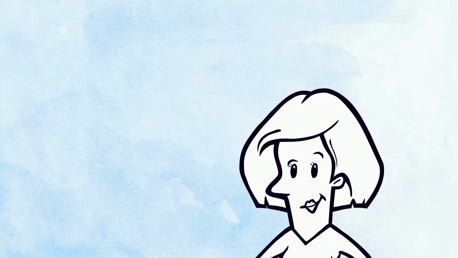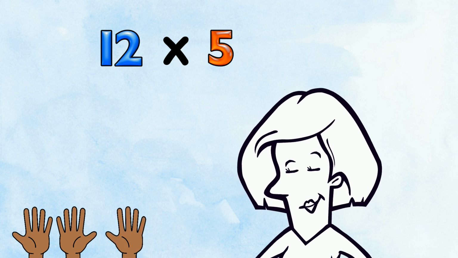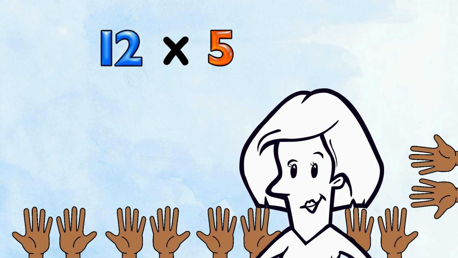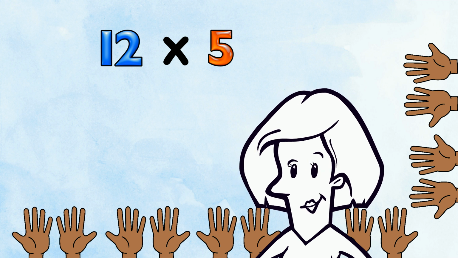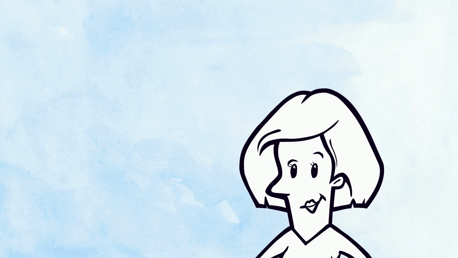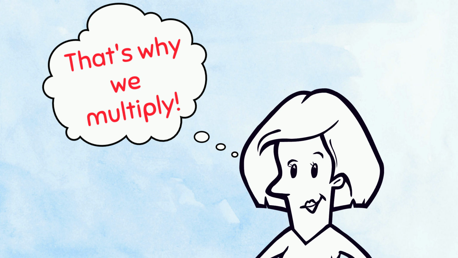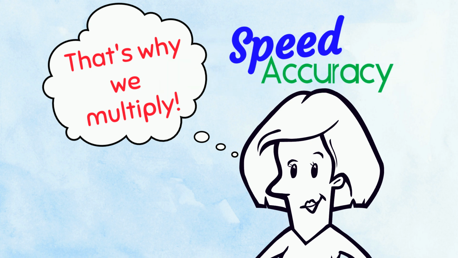What if we had 12 times 5? There's a big chance of making a mistake here if we add this lot up. And that's why we multiply, for speed and accuracy.